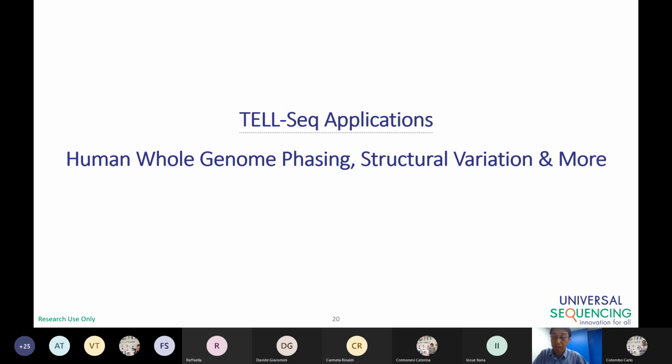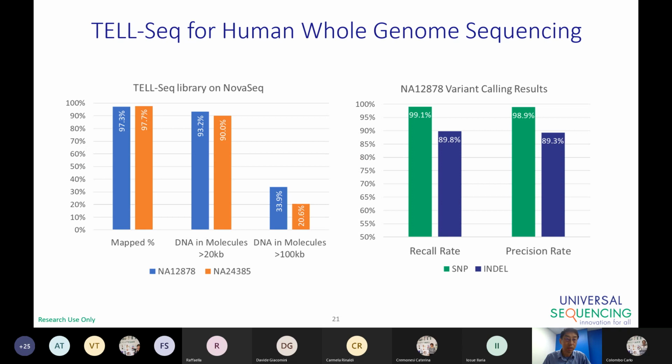Now I'm going to switch gears a little bit and talk about the human application. One of the first examples is whole genome phasing application. What you can see here is we sequenced 2 reference human samples, HG002 and NA24385, the Genome in a Bottle samples. You can see for our reads, we have a very good mapping rate of over 97%. And this is another way to look at linked-read molecule length. Over 90% are greater than 20 kb, and 20-30% of linked reads are over 100 kb.